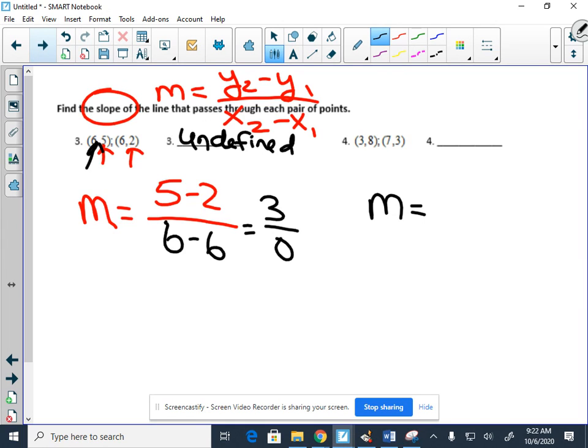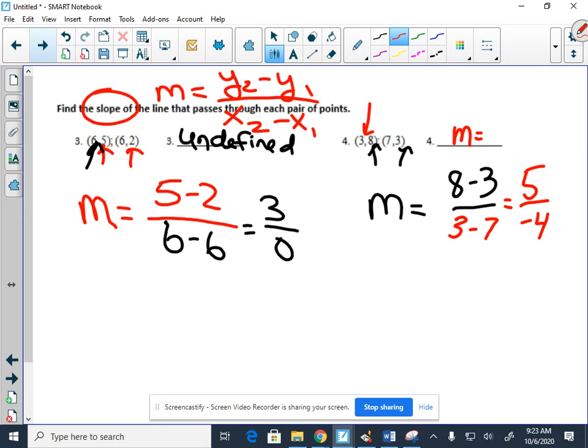So this one, first you got to recognize what are your y's. Now why are we doing this? This is a review for a quiz. Okay? 8 and 3. So I'm going to take 8, subtract 3. The order matters in the bottom. You got to match the order. Since I started with the 8, I have to start with the 3, subtract 7. Slope is -5/4.